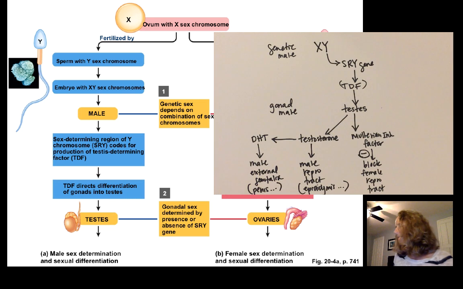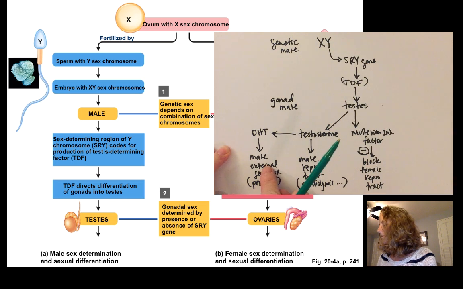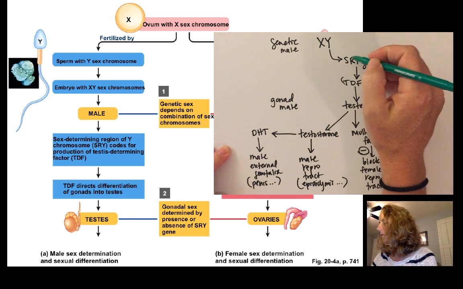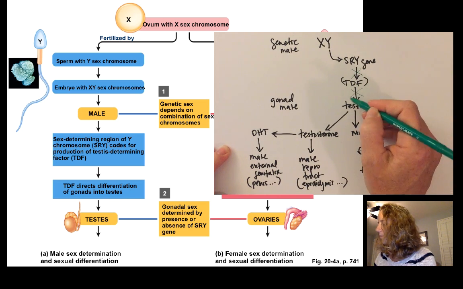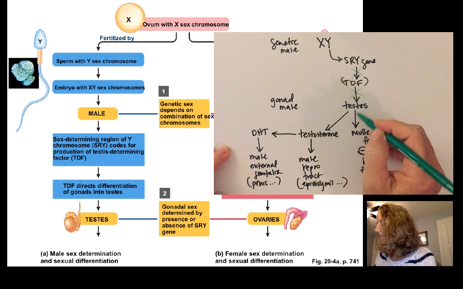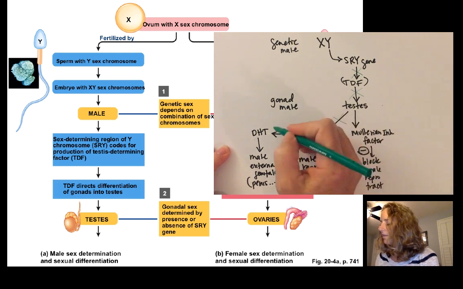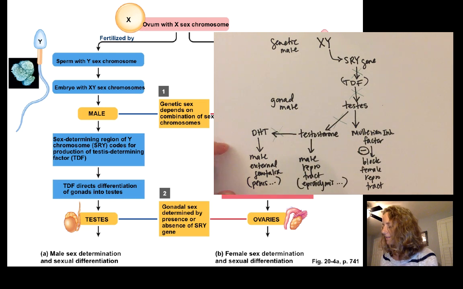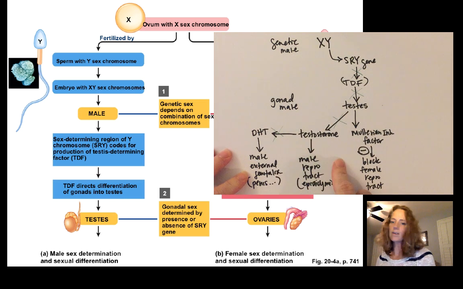So at any point in these processes, you can have issues that cause a genetic male to look female. So you could block the function of the gene, you can block the production of TDF. If the testes aren't appropriately working, then you're not making enough testosterone. If you're not getting enough DHT, etc. So we could do the same thing for females, but I'm going to let you guys go through this diagram and draw out the same thing for females.